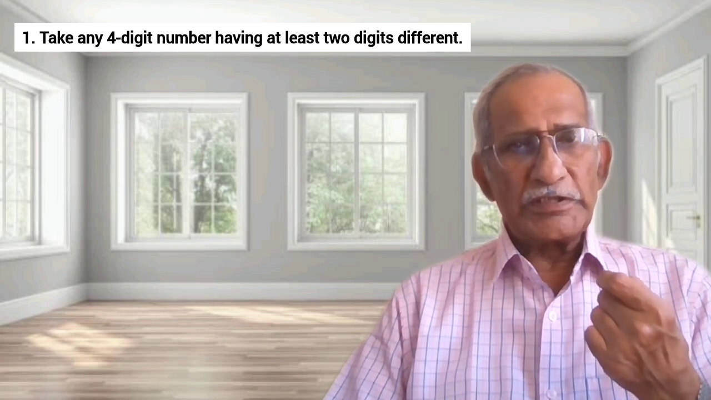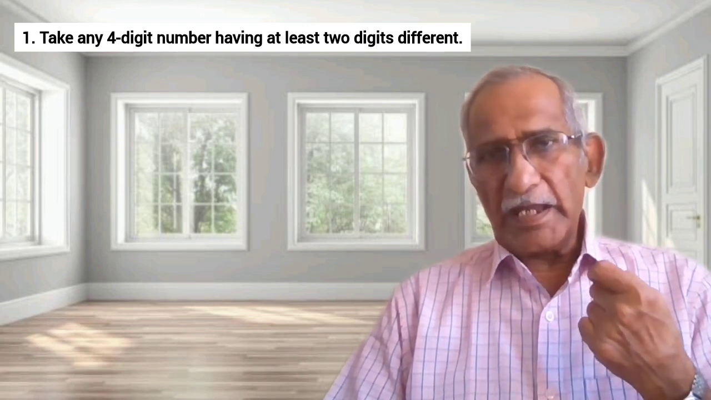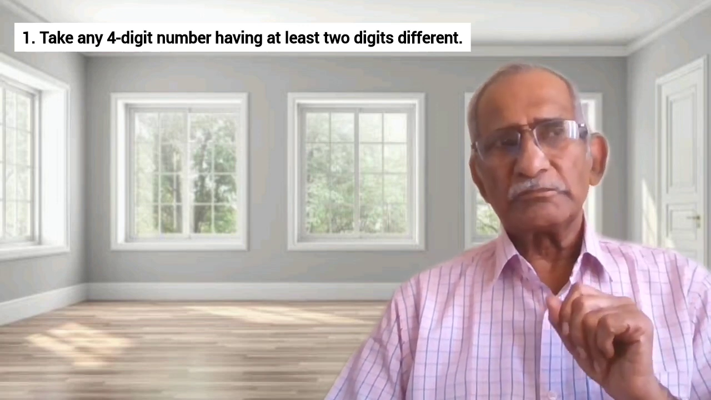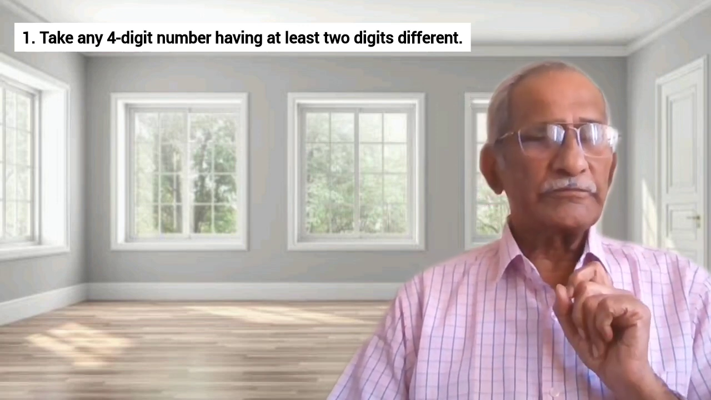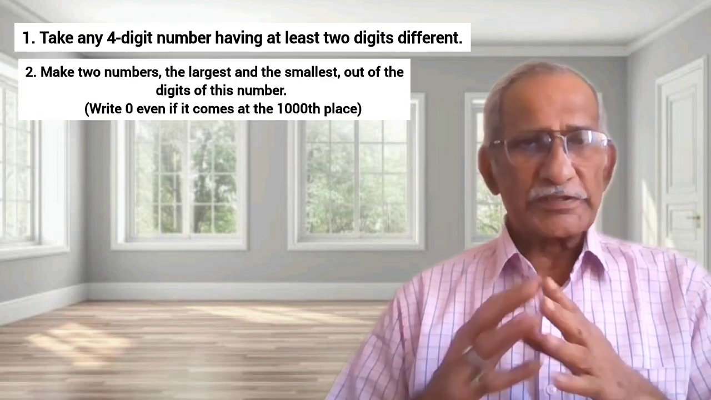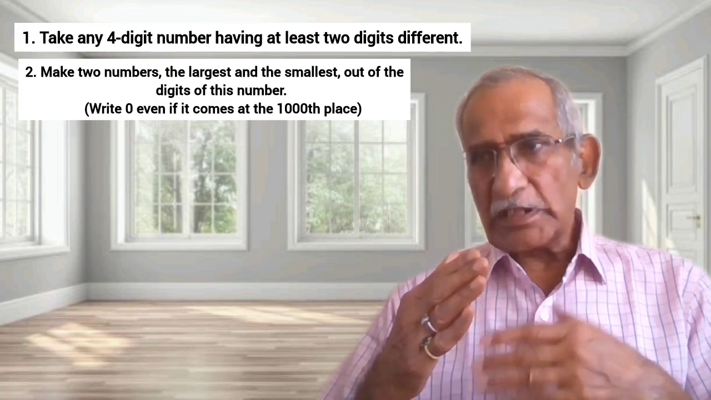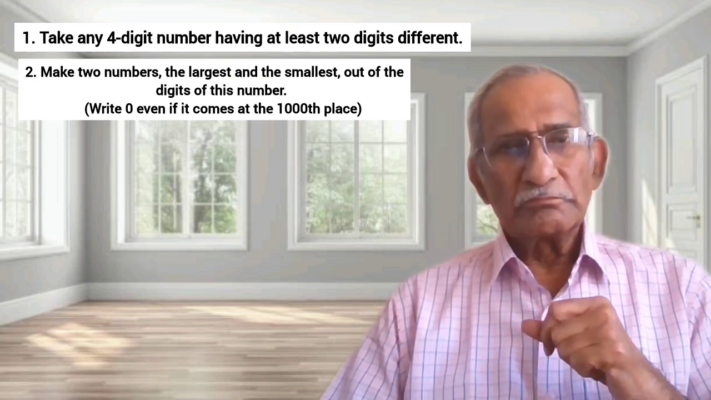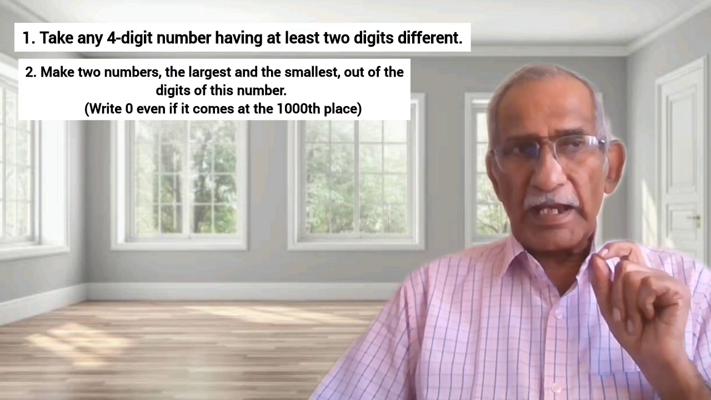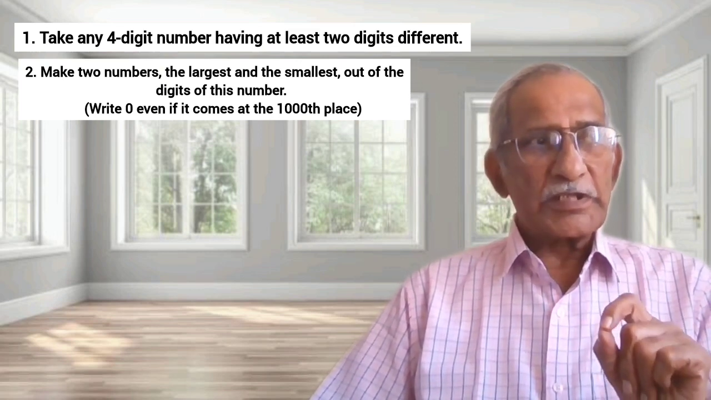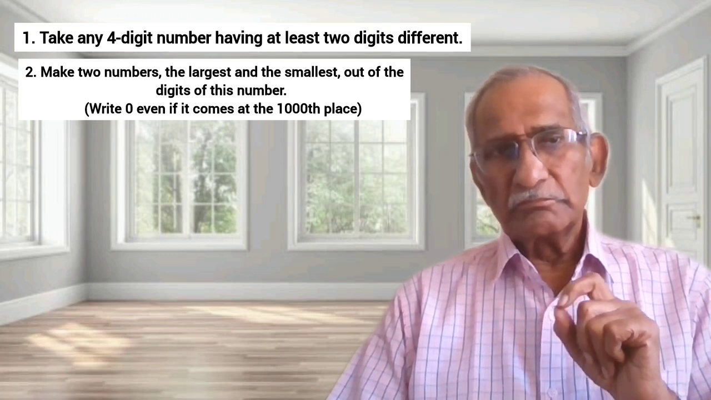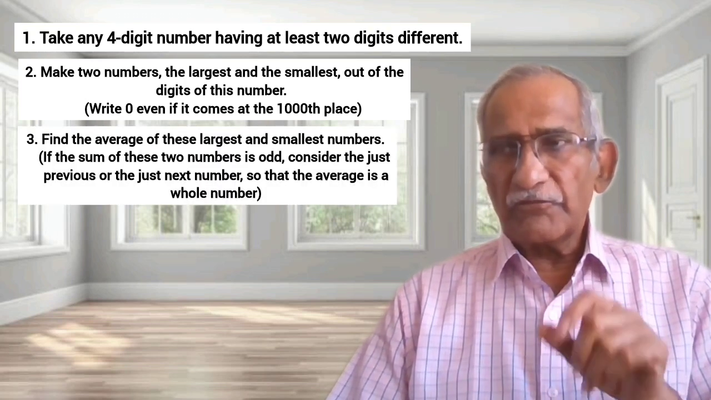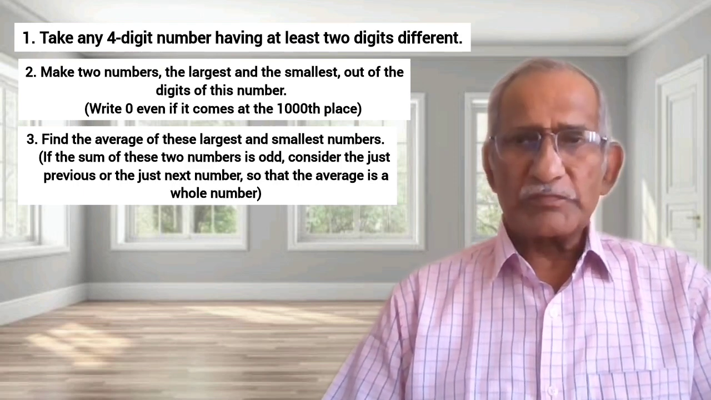Here are the steps. First, take any four-digit number having at least two digits different. Second, make two numbers, the largest and the smallest, out of the digits of this number. Write zero even if it comes at the thousandth place. Then find the average of these largest and the smallest numbers.